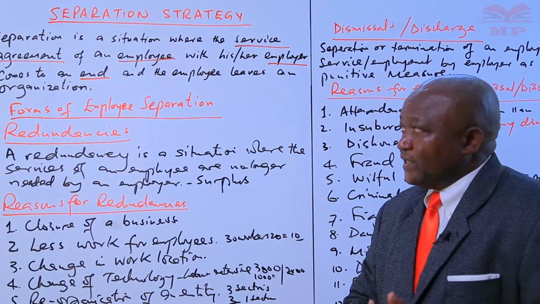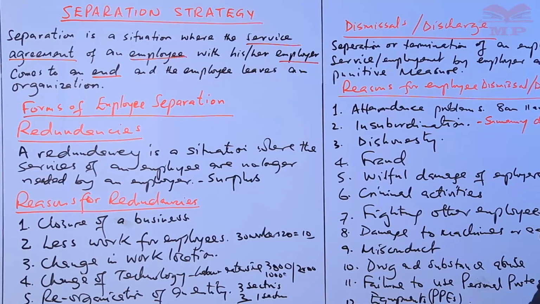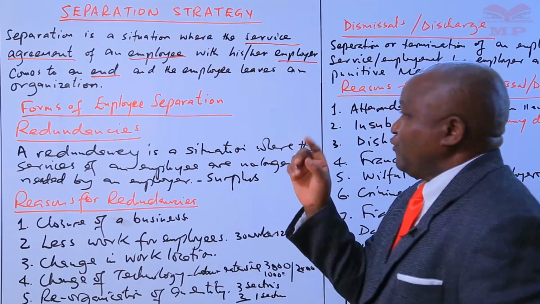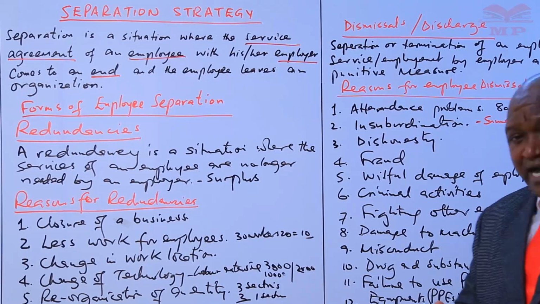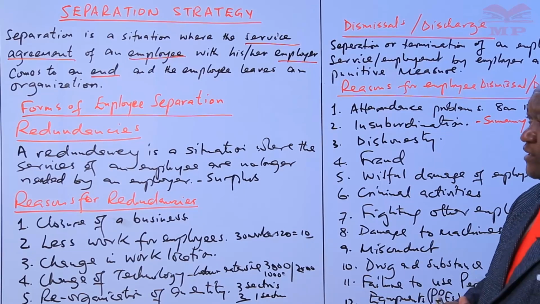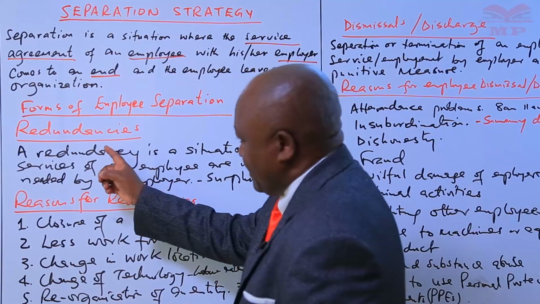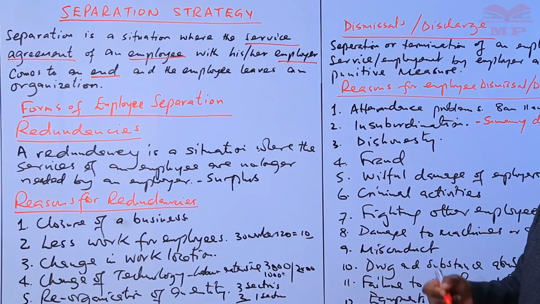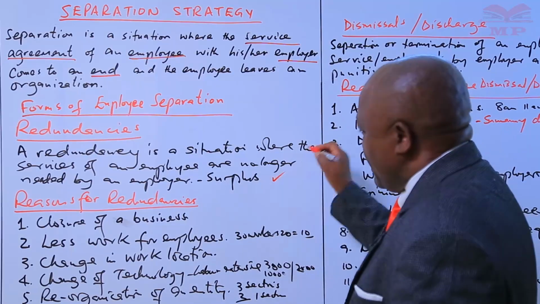So we have said separation strategy. Separation is a situation where the service agreement of an employee with his or her employer comes to an end and the employee leaves an organization. So in the context of that, then a strategy of carrying out separation in an organization could be formulated. And once that is formulated, then there are various forms of employee separation where we have said we have redundancies. And a redundancy is a situation where the services of an employee are no longer needed by an employer. So those services are considered to be surplus.